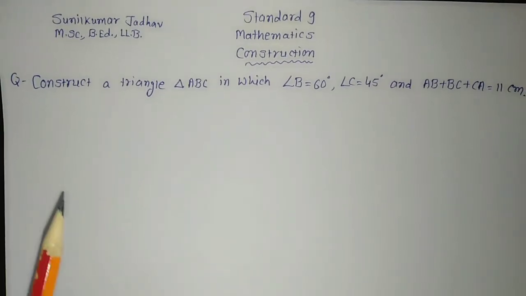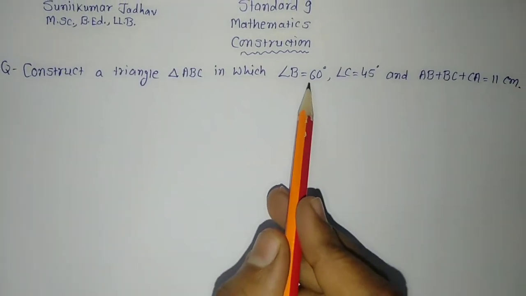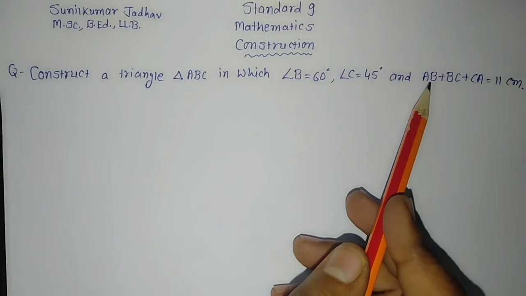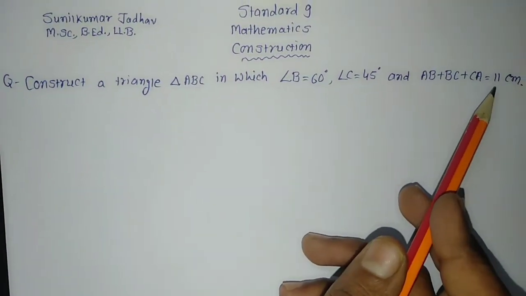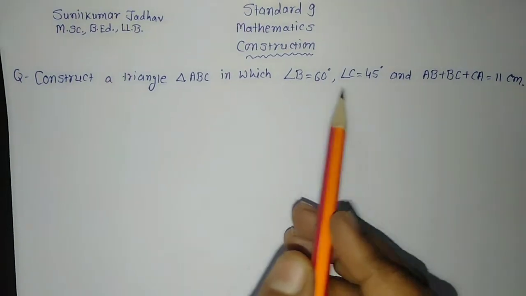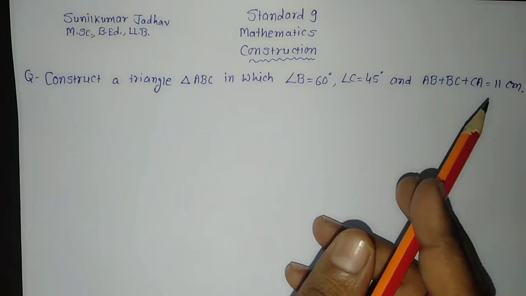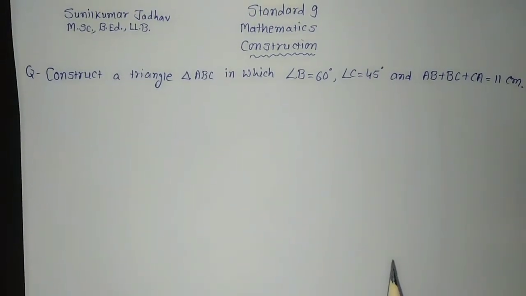The question is, construct a triangle ABC in which angle B is equal to 60, angle C is equal to 45, and the sum total of AB plus BC plus CA, that is the sum total of all the three sides, is equal to 11 centimeter. Here two angles and the sum total of all three sides is given. Such a triangle we want to make. For that, let us begin with the solution.